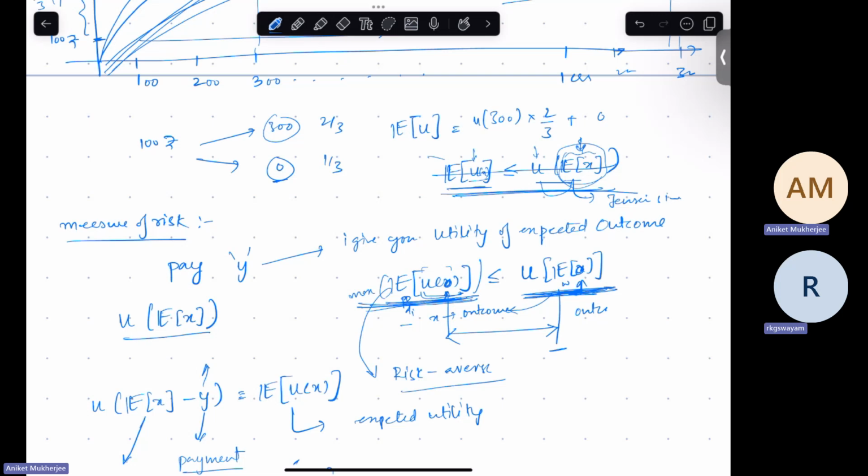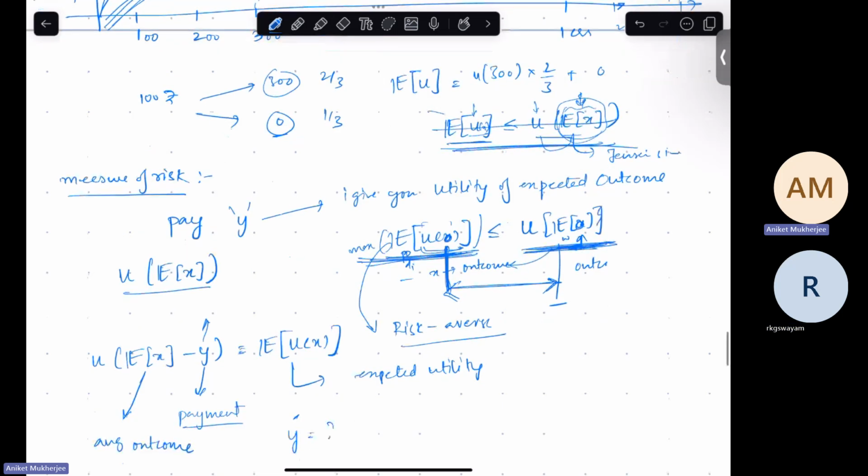So I want to see how far away my expected utility is from the utility of the average outcome. I want to see how far this is. To do that, I just subtract some number y to bring it down.